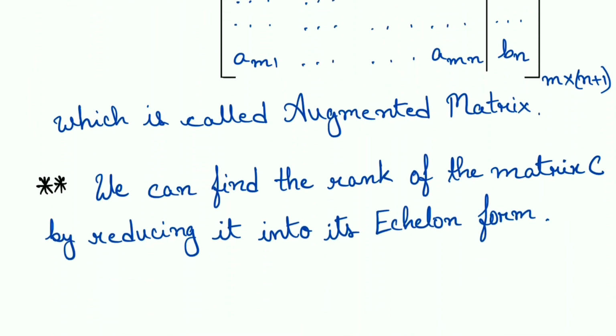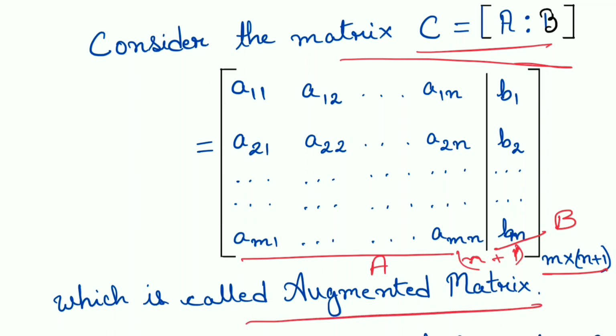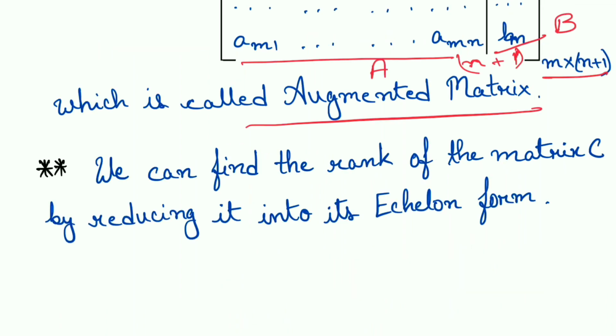For case 2, we are going to consider a matrix C, which is the combination of matrix A and matrix B, that is the coefficient matrix and the resultant matrix. This matrix is called the augmented matrix. The augmented matrix is of order m cross n plus 1: n columns from the coefficient matrix and 1 column is added from the resultant matrix, so the order is m cross n plus 1.